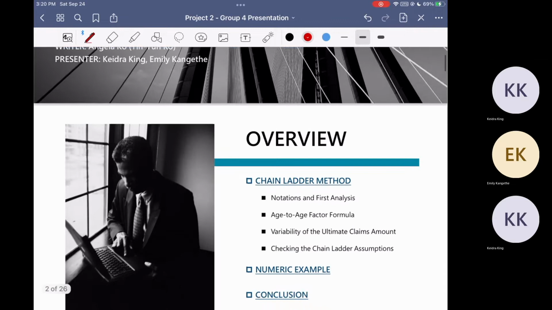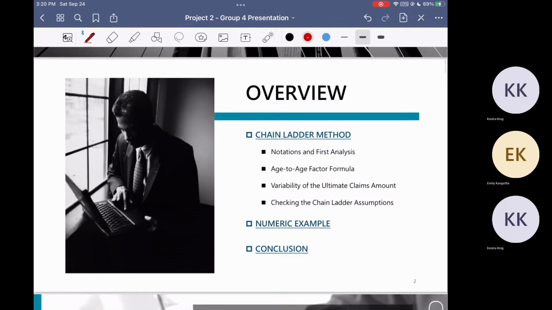So let's go ahead and start with an overview of what we're going to talk about today. We're going to talk about the chain ladder method. We're going to review notations and a first analysis, age-to-age factor formula, variability of the ultimate claims amounts, and checking the chain ladder assumptions. Then we're going to go through a numeric example and a conclusion.